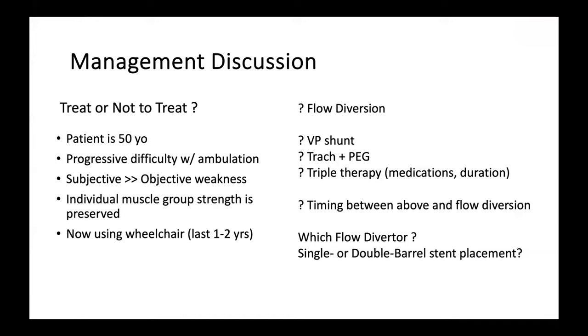So clinically, obviously, she came back in 2023 because she definitely saw worsening. She had progressive difficulty with ambulation, more subjective weakness than objective weakness, to the point that she grabs onto the wall when she walks. She's unstable when walking, and has a fear of falling. She does have good strength in individual muscles when we tested, and now is using a wheelchair over the last year or two.